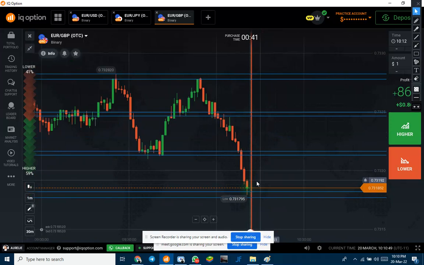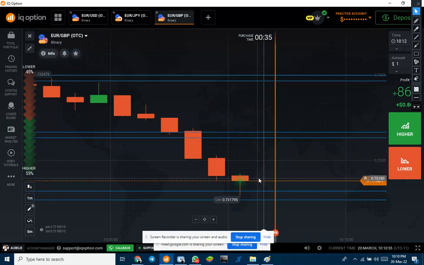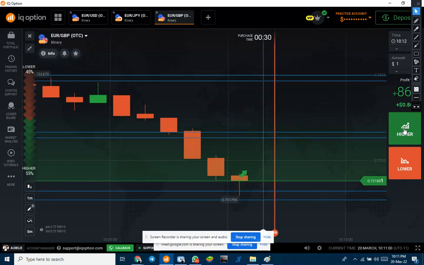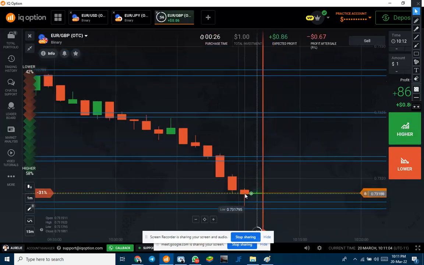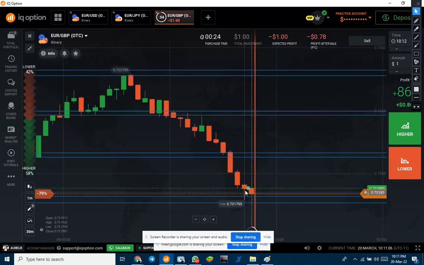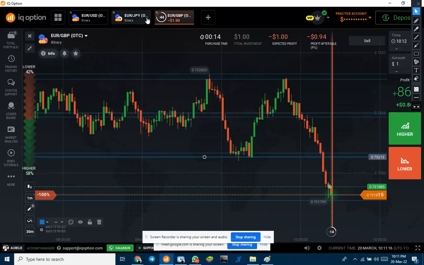You can see rejection, rejection, and then boom. See, the candle is weak. Strong selling pressure, and the candle is weak. Got ejected from this level.